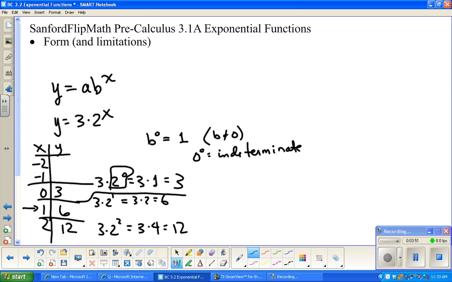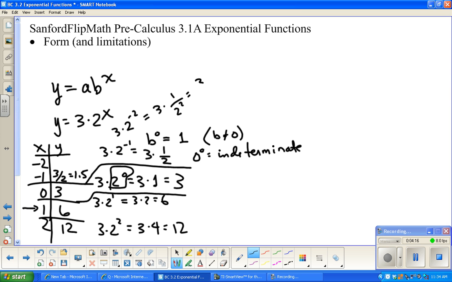And then 3 times 2 to the -1. The thing you need to remember about -1 for an exponent is it means reciprocal. So that means 3 over 2, or if you'd prefer, 1.5. And the last one for this list, 3 times 2 to the -2 would be 3 times 1 over 2 squared, or 3 times 1/4, also known as 3/4, or 0.75.